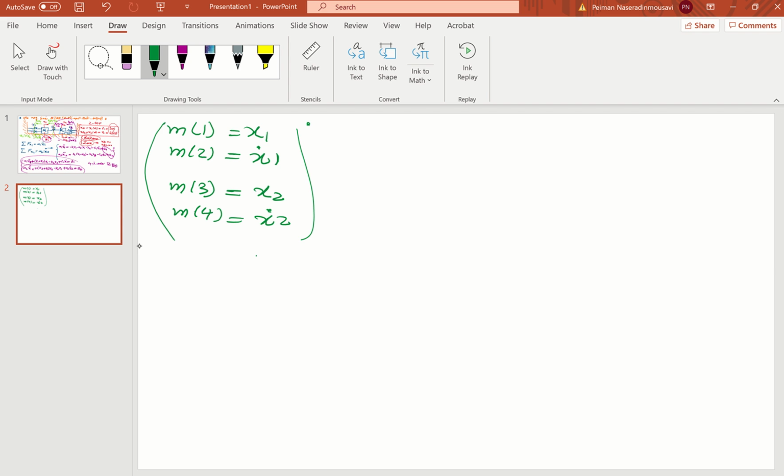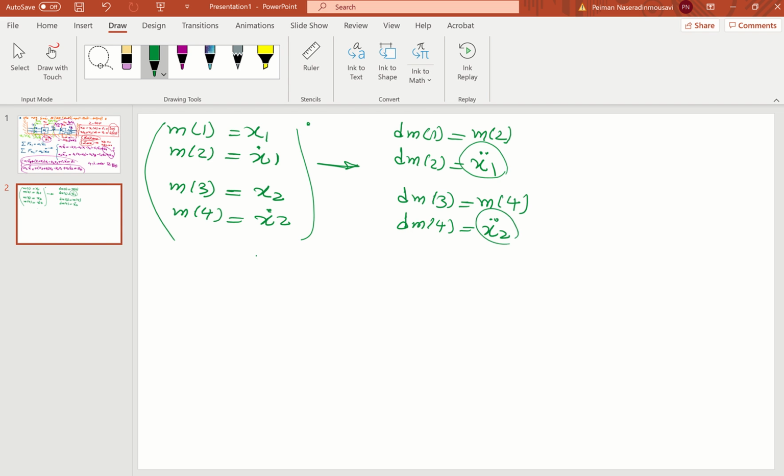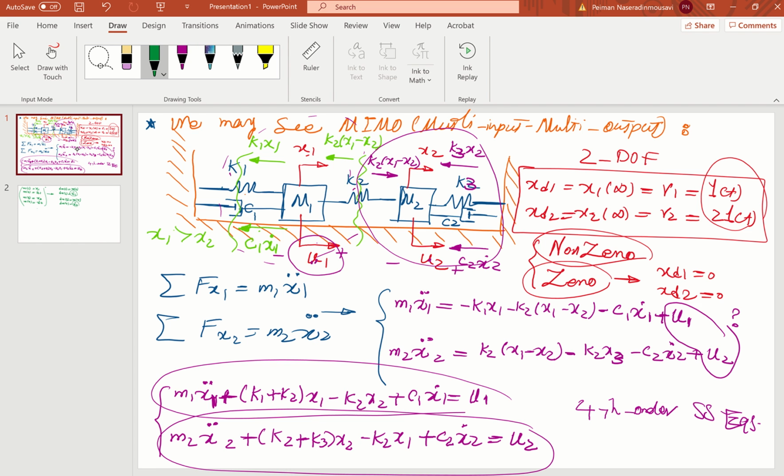Having the time derivative from both sides, you're gonna have dm1, the derivative, is equal to x dot 1. X dot 1 is m2. dm2 gonna be what? X double dot 1. Okay, now dm3 gonna be x dot 2, which is m4, and dm4 gonna be x double dot 2. But we have x double dot 1 and x double dot 2 from here. See? X double dot 1 is this.